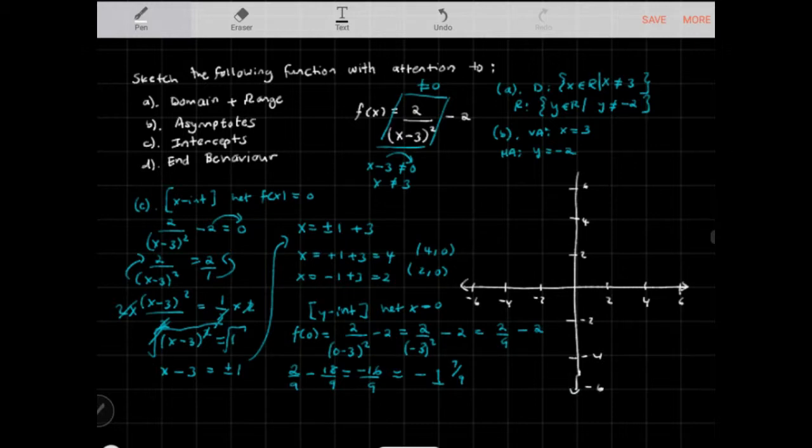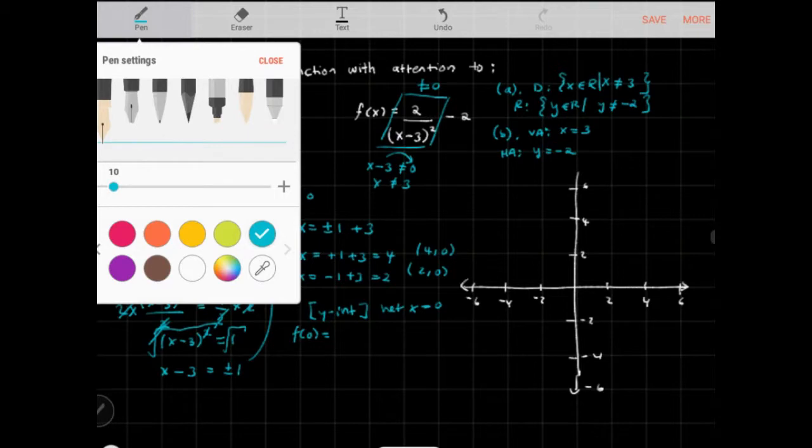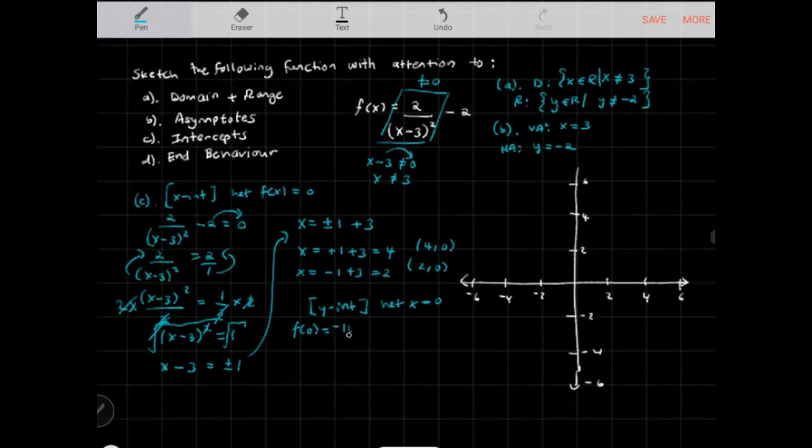Okay, so what I'm going to do here is get rid of some of these values. We already did the calculation, so we have negative 16 over 9 here. I'm just going to redo that, rewrite it. Okay, so we understand that, and what we want to do here is plot these points.